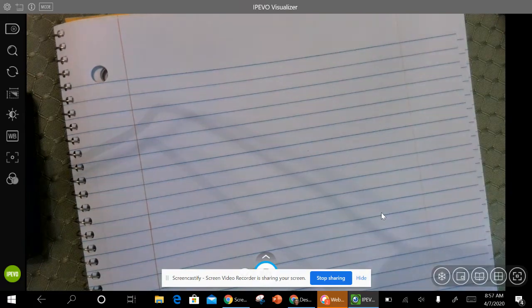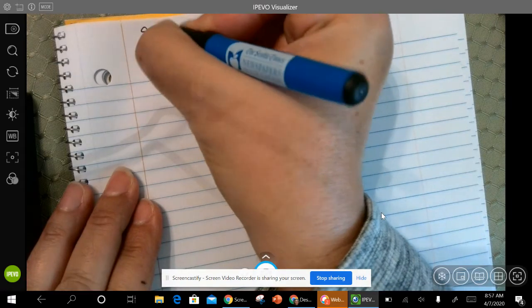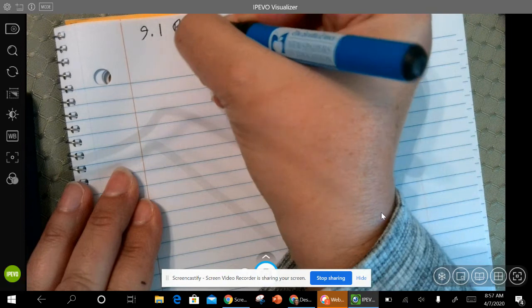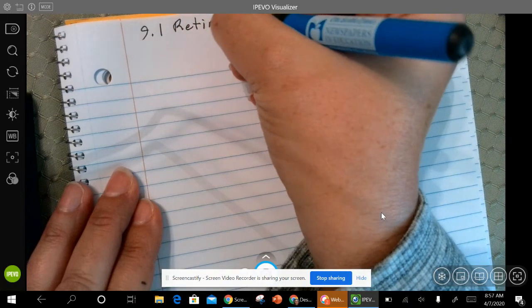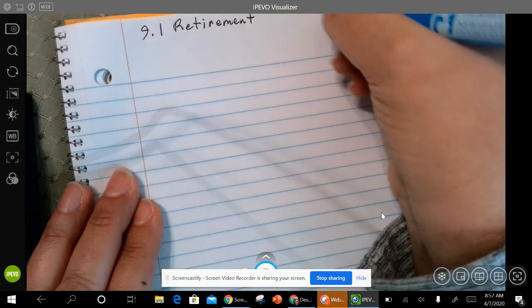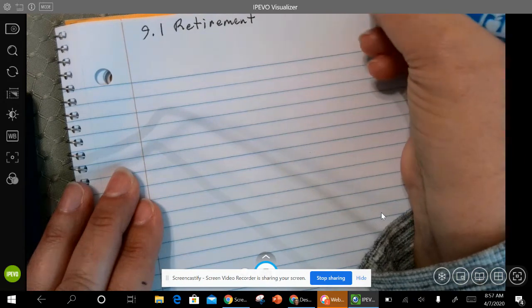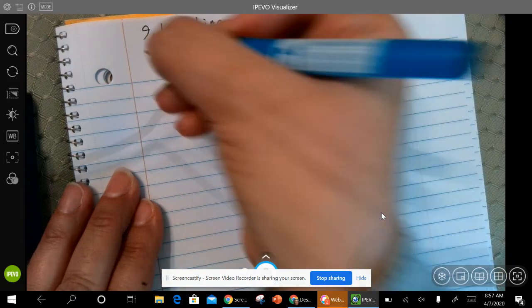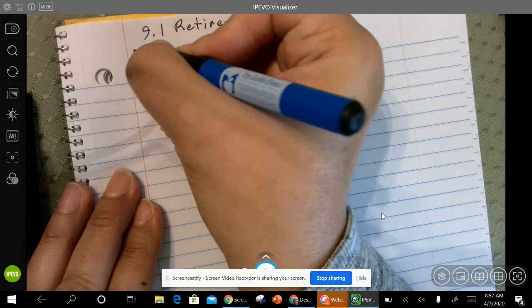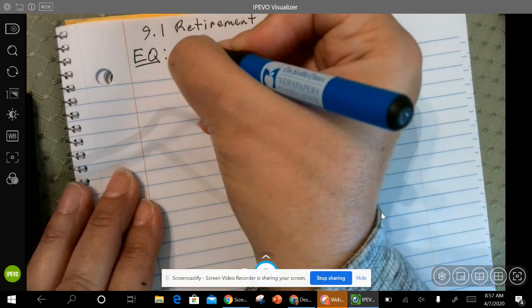Good morning. So we're going to go ahead and go over our retirement account. Okay. So this is for section 9.1. Today is the 7th. And our essential question for the section, everybody, is how can you save for retirement?